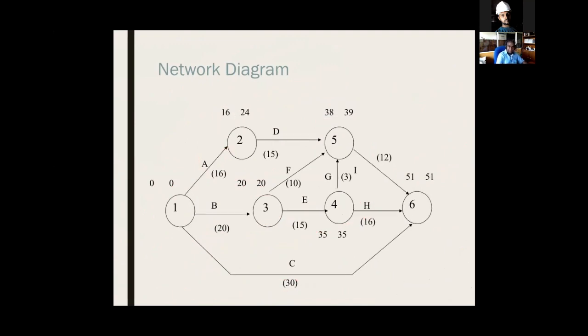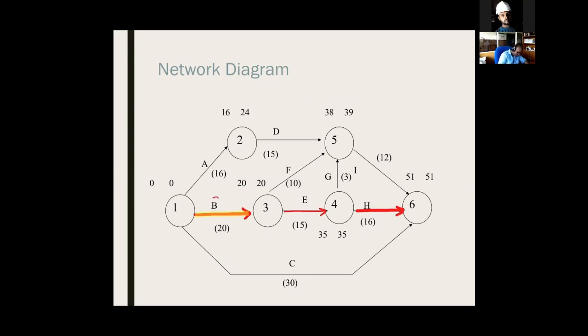Let's say, for example, this path, the path that I'm drawing now, this one. From start to finish, there's one path. Activity B, E, H, that's a path. Just observe this path.